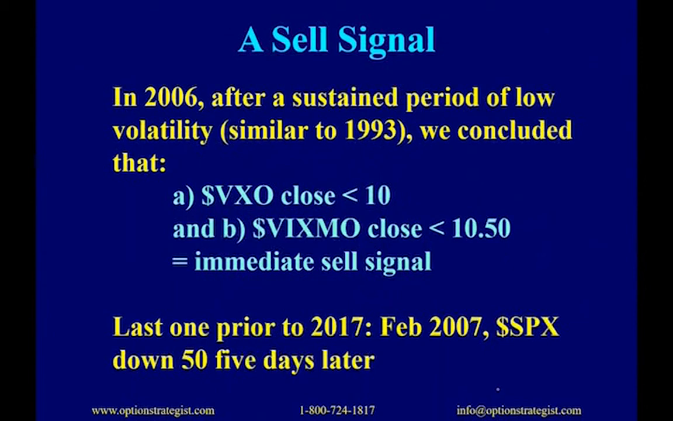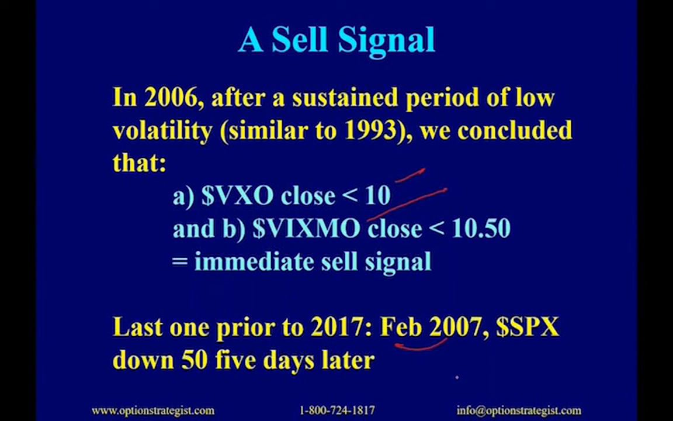So when we first observed this, there were only two indices, and we noticed that if VXO closed below 10 and the second version, VIX-MO, closed below 10.5, that was an immediate sell signal back in 2006, and it led to a very good trade in 2007 when SPX was down 50.